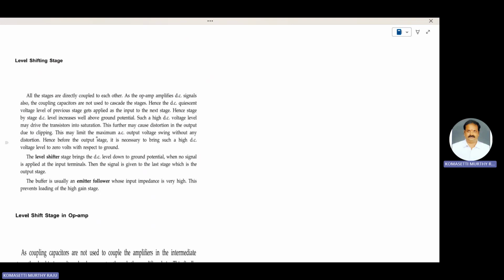Such a high DC voltage level may drive the transistor into saturation. As the DC level shifts, the operating point moves towards the saturation region. This further may cause distortion in the output due to clipping. The output is not amplified properly, and some clipping appears.